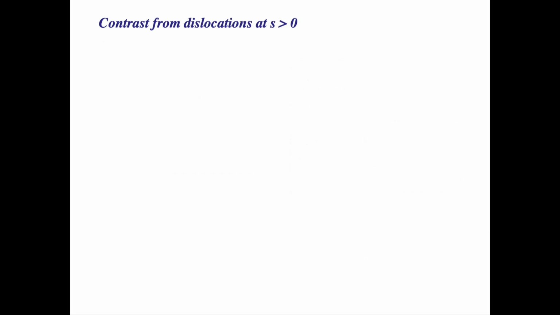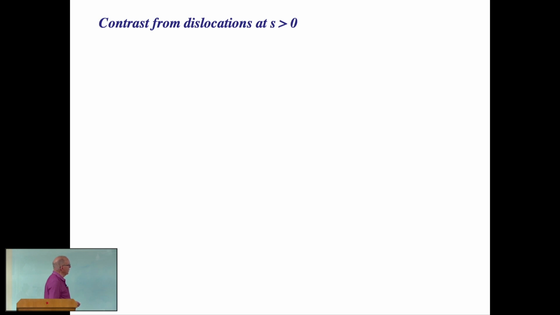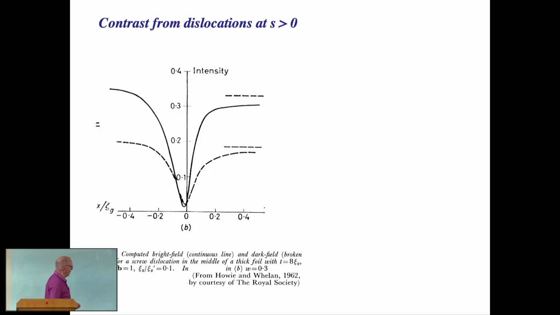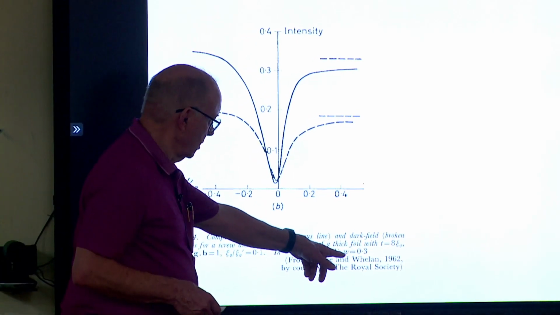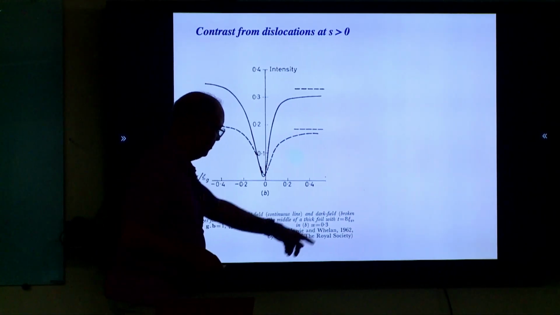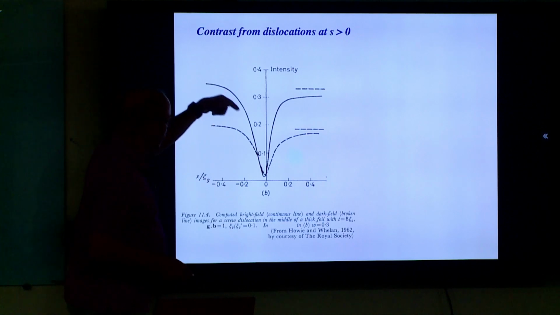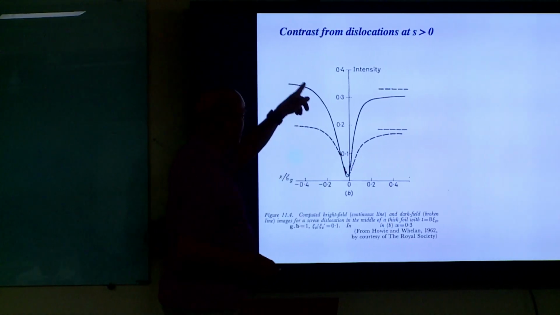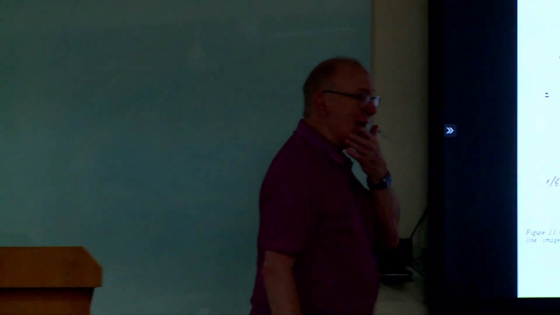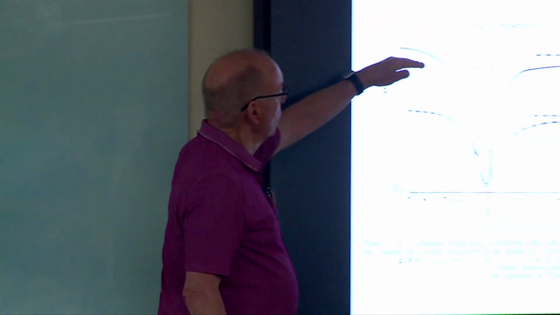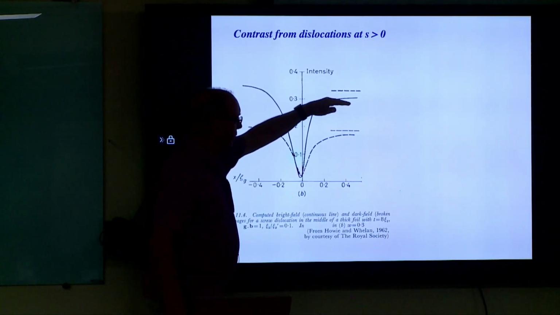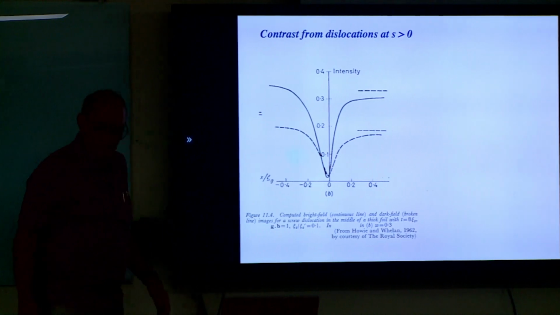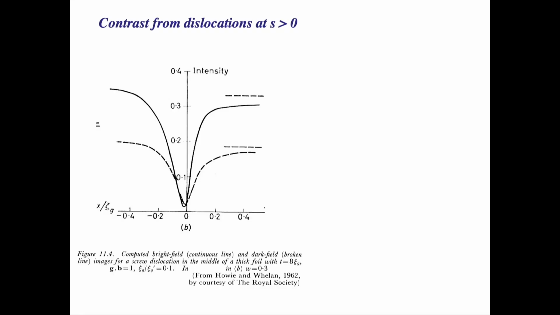So contrast from dislocations where S has a larger value. It's deviated from Bragg. Here, G dot B is 1, and our dimensionless deviation parameter is 0.3, and we still have a dark image here. But interestingly, we have on one side of the dislocation a higher background compared with this side. So we'll need to think about that in a minute.